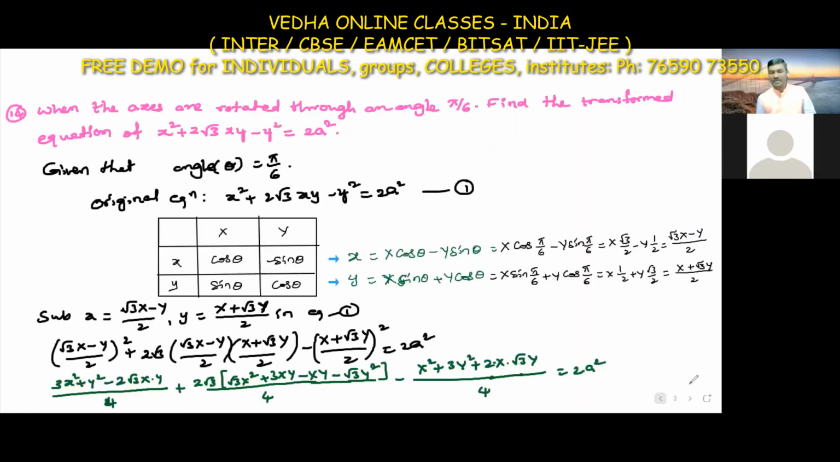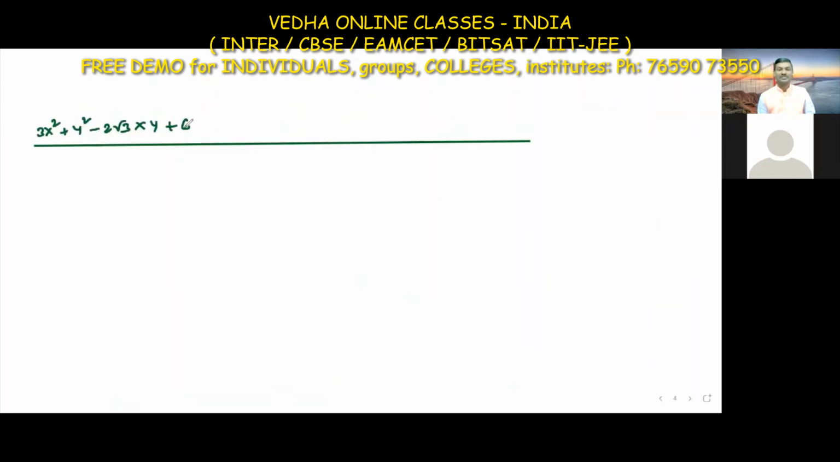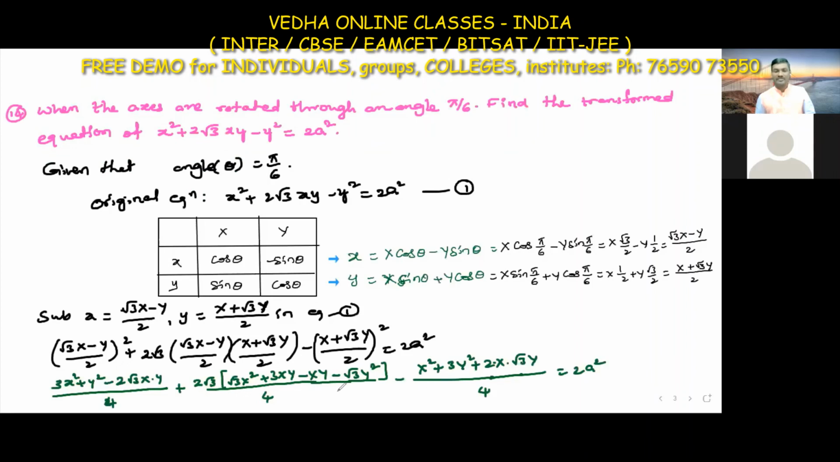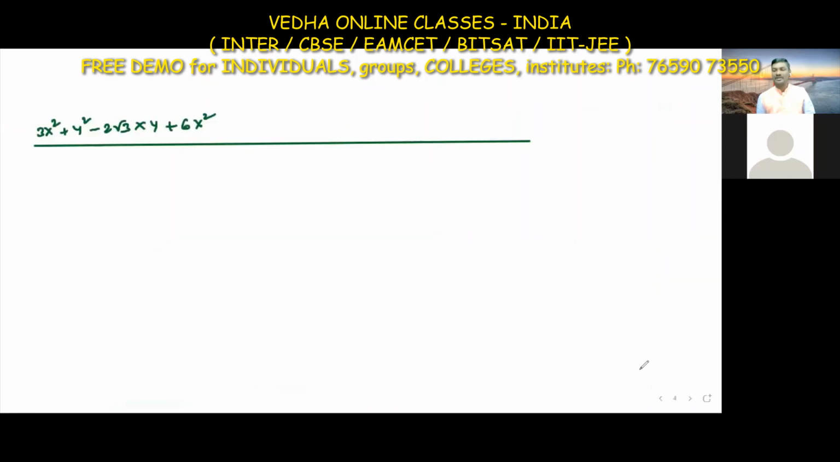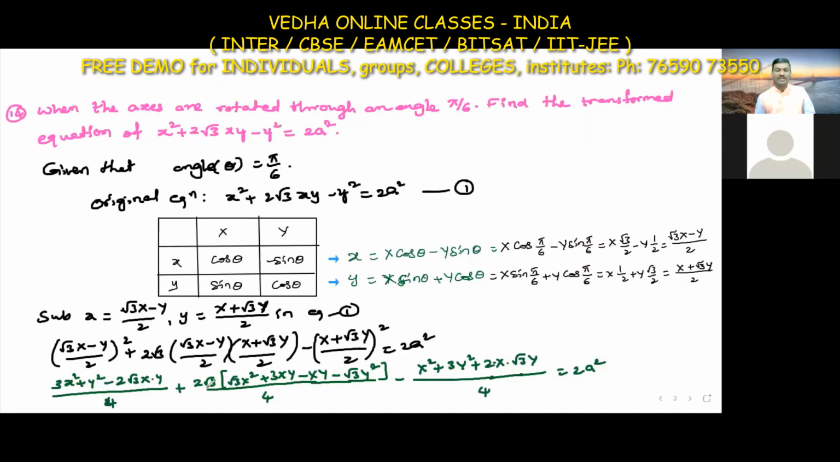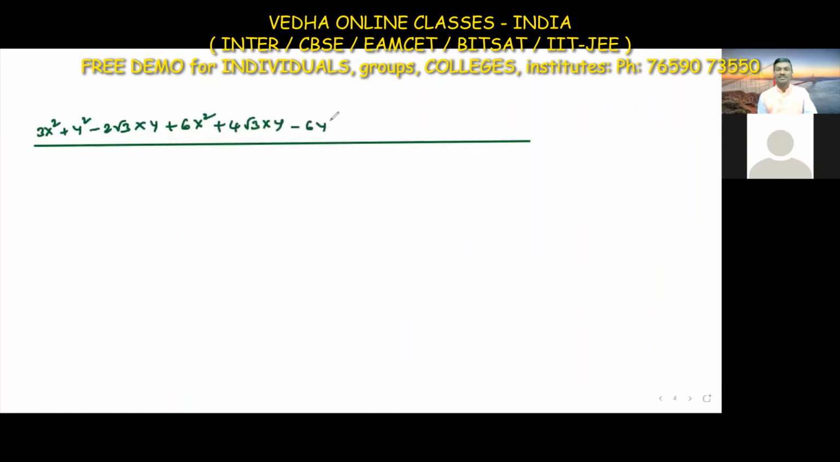After that, what we have? Plus 2 root 3 into root 3, root 3 into root 3 is 3, 3 twos are 6, 6X square. We get plus 6X square. And after that, 3XY minus XY is 2XY, 2 into 2, 4 root 3 XY. This is positive. Here plus 2XY into plus, that is 4 root 3 XY, and 2 root 3 into root 3, plus minus minus root 3 into root 3, 3, 2 threes are 6Y square. So minus 6Y square we can write.